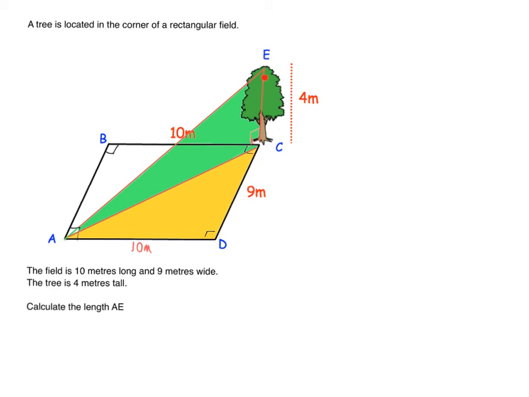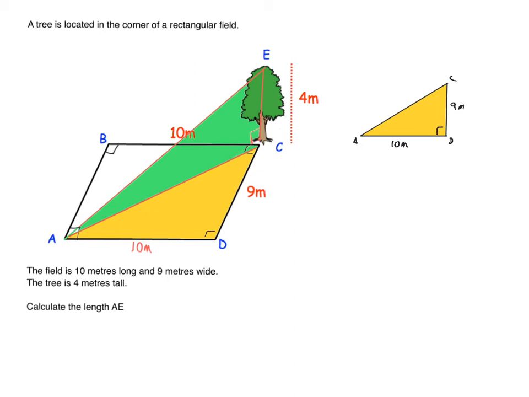I know this is 4, but the only way to figure out this is if I know the 4 and the diagonal of the field. So I'm going to have to work with the yellow triangle to get this, which will allow me to then work with the green triangle. So for the sketches, I'm going to draw this yellow one, then I'm going to draw this green one. So there's my yellow right angle triangle, ADC. I know that is 10 metres, I know that's 9 metres, and I want to find the missing side.